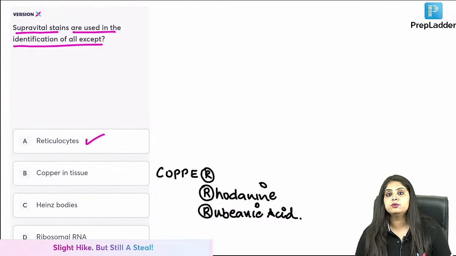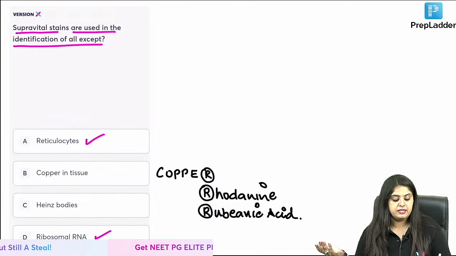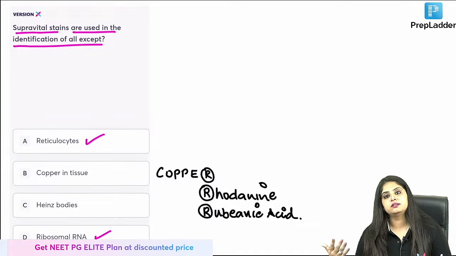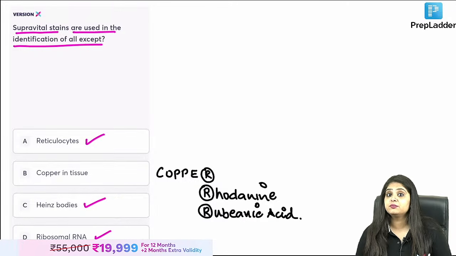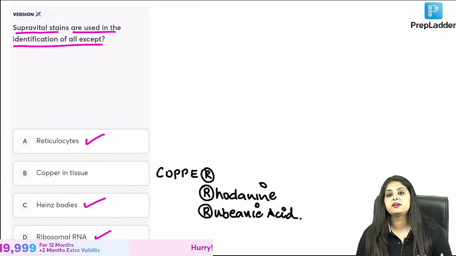Yes, new methylene blue, brilliant cresyl blue. Reticulocytes are nothing but ribosomal RNA. Same thing. Then new methylene blue and other supravital stains, Heinz bodies. Ma'am, crystal violet is also a supravital stain.